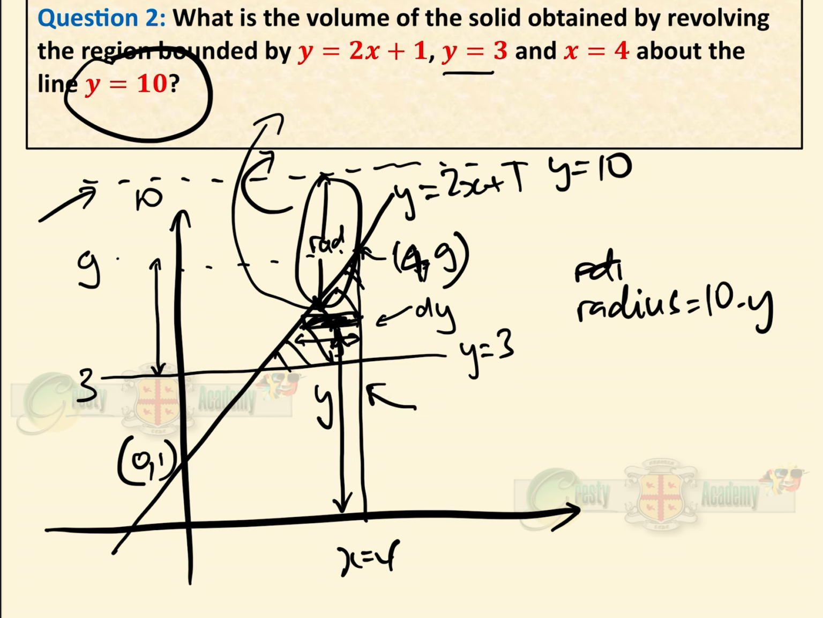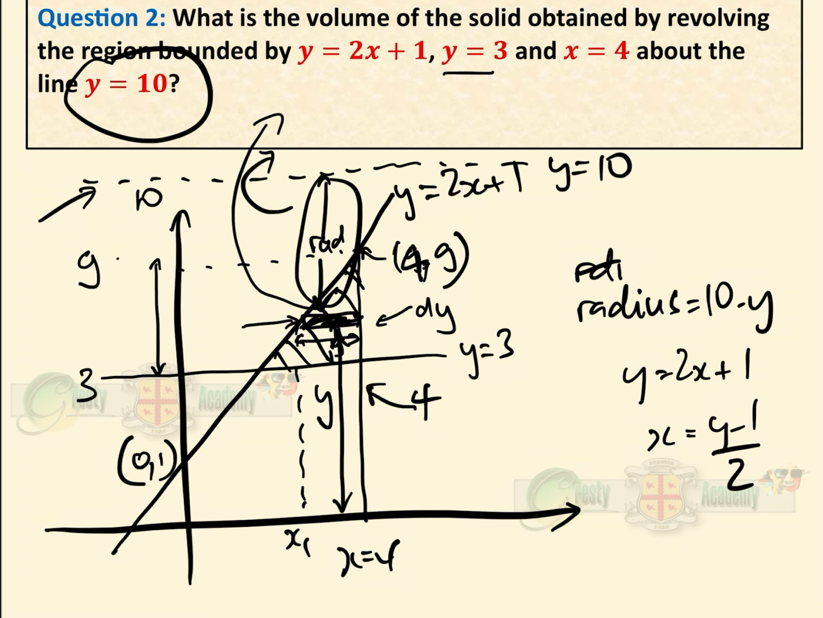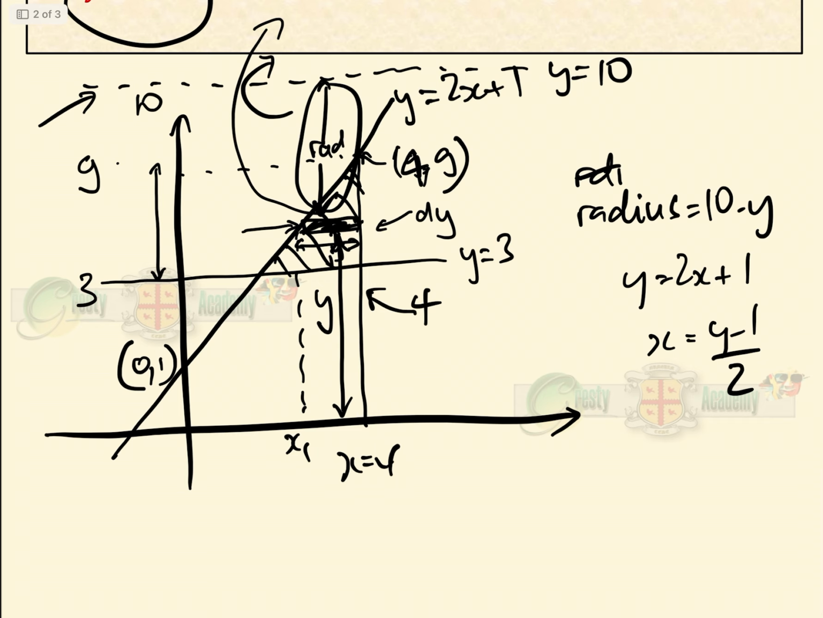Well, we know this point here is 4, and we know this point here is going, well, if y equals 2x plus 1, then x equals (y minus 1) over 2. So this point here, let's call it x1. So the height will be equal to 4 minus x1. So the height will equal 4 minus (y minus 1) over 2.